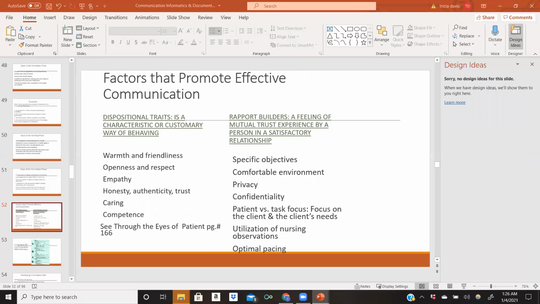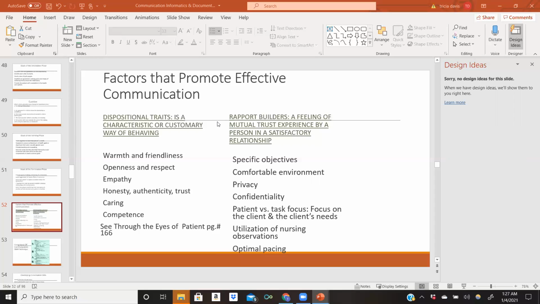So factors that promote effective communication. So there are dispositional traits, which is a characteristic or a customary way of behaving. So there's warmth and friendliness, there's openness and respect. Most of you guys know what this means. There's empathy. We talked about empathy. There's honesty, authenticity, and trust. There's caring, there's competence, and then seeing through the eyes of the patient.